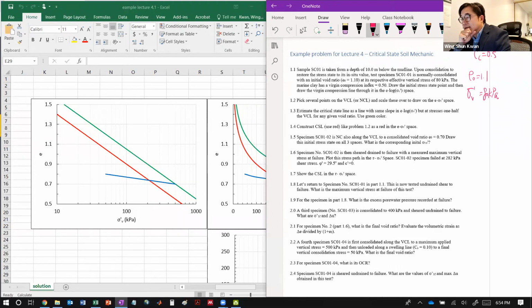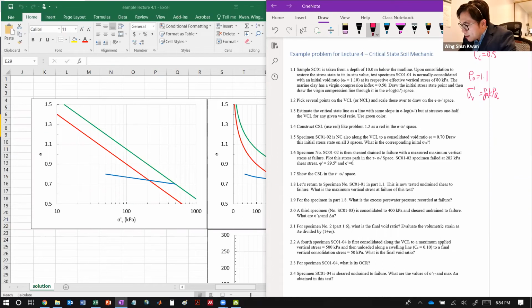Anyone? You can either speak out or type your answer in the text box. Yeah, NCL, very good. This is the normally consolidated line. So with a point and a slope, we can construct a green line. I use green, not because the rest of the world does, but I just try to be consistent through this lecture. So that is the normally consolidated line.